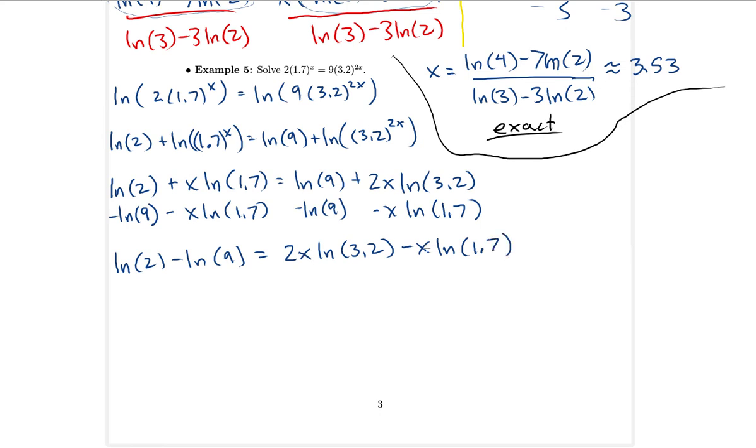And we've got an x in both terms. I want just a single x, but because it's common to both of those terms, I can pull it out. So x times 2 natural log 3.2 minus the natural log of 1.7. And again, it's just a number equals x times a number, so we divide.